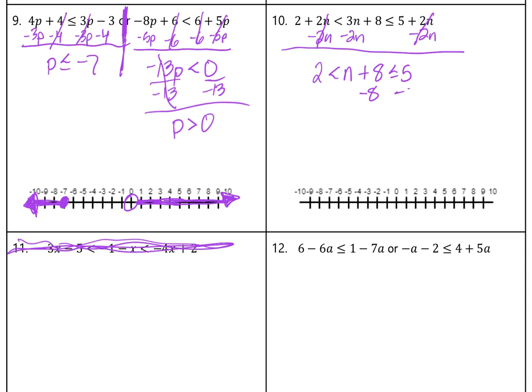Now I just need to subtract the 8 from each part, and that gives me -6 is less than n is less than or equal to -3. So since -6 is next to something that does not have an equal to, that's an open circle, -3 gets a filled in circle, and it's going to be in between, right, like so.